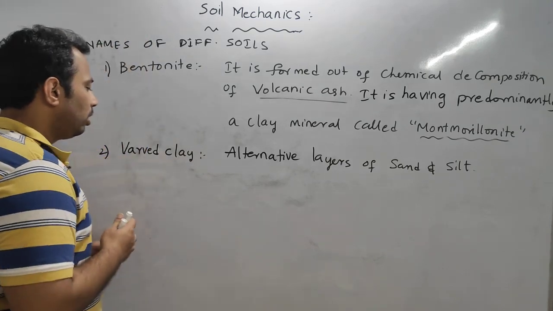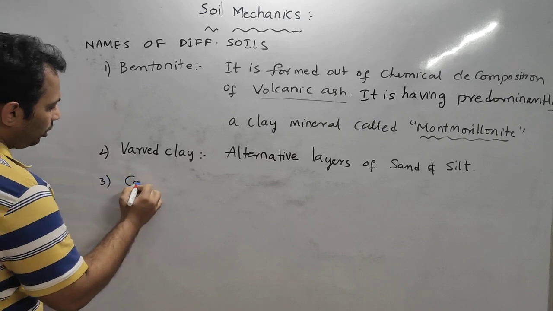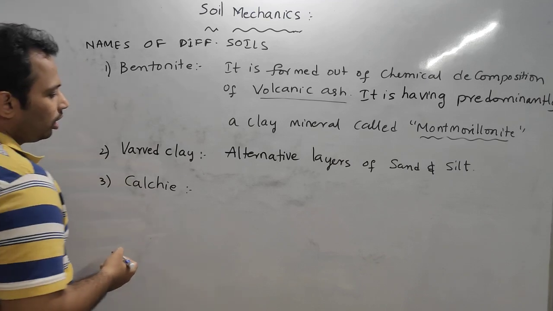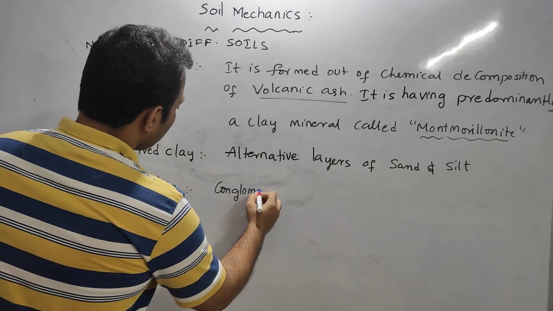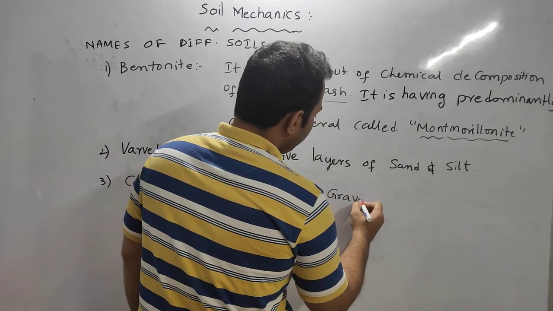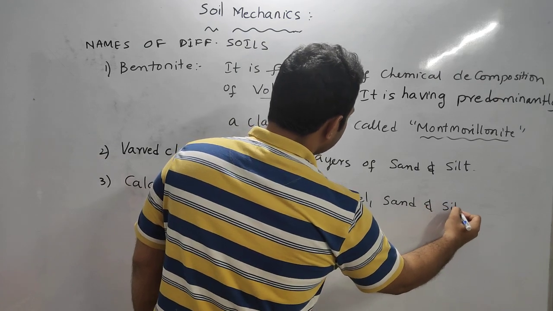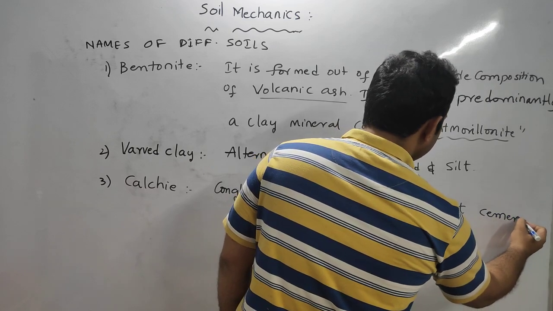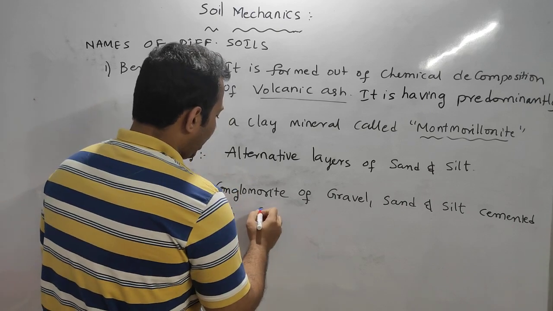Now the next one is caliche. Caliche is a conglomerate of gravel, sand and silt, cemented with calcium carbonate.